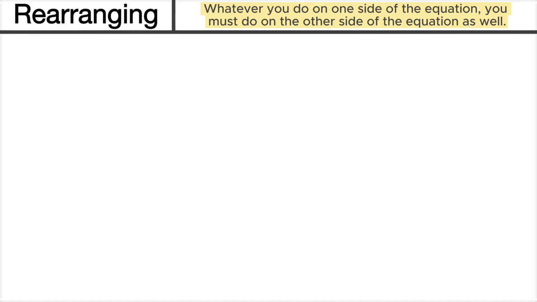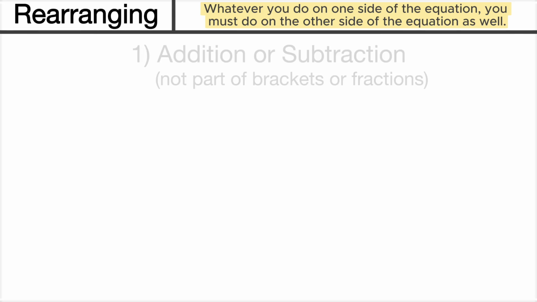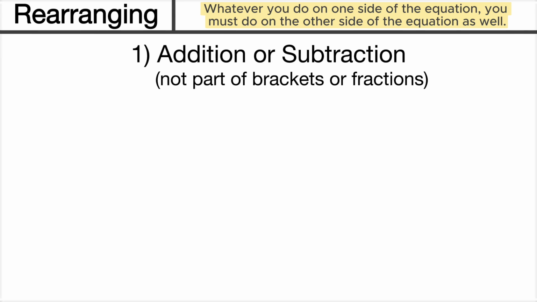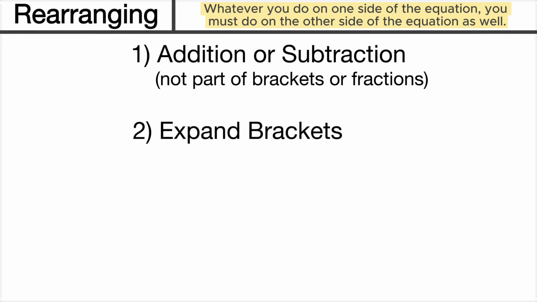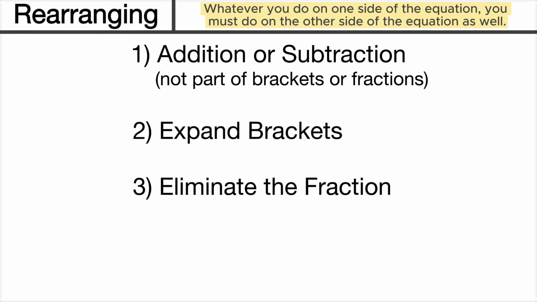Now that you know all the concepts needed, let's go through the order that you need to follow. When rearranging, remember to deal with the terms in this order. First, move any terms involving addition or subtraction that aren't part of brackets or fractions to the other side of the equation. Then, if necessary, expand any brackets. Next, eliminate the fraction by multiplying both sides by the denominator.